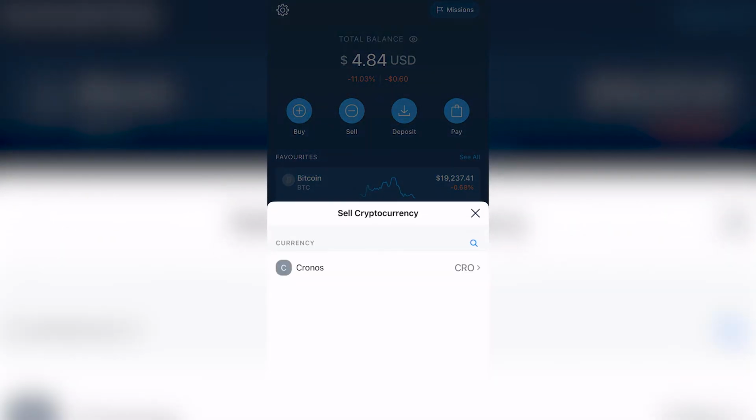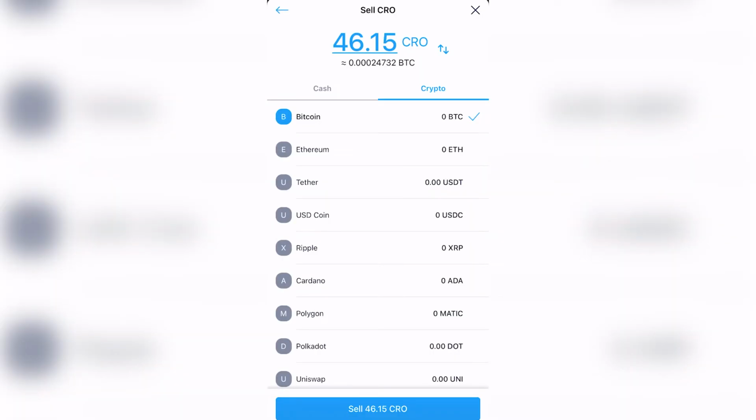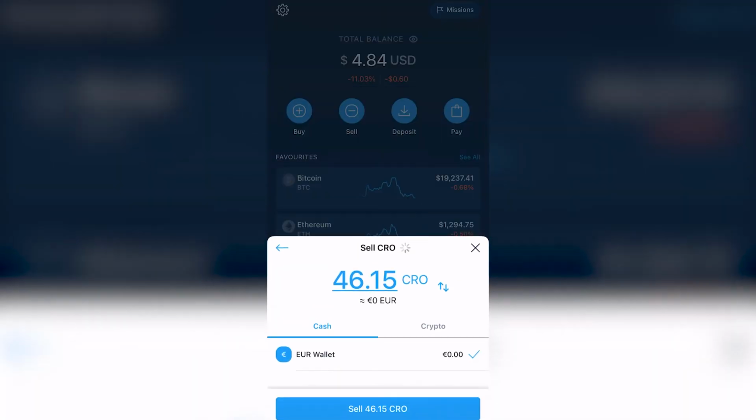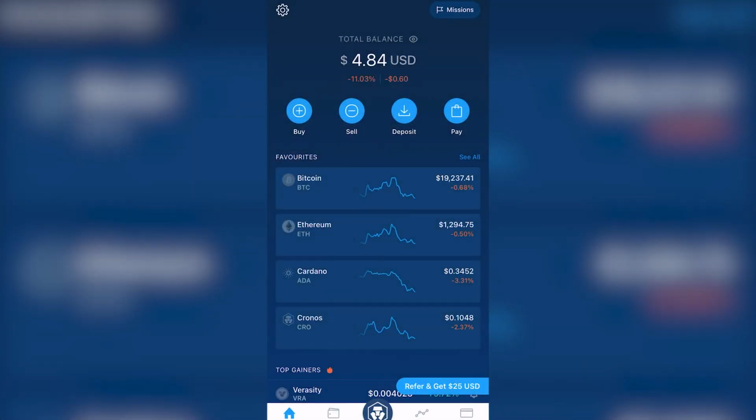I can go into sell. I can send from one crypto to another one, or I can choose cash, right? I can go into sell 46 of the Kronos and go into sell. So what's going to happen is that this money, I can now redeem into my bank account. But specifically speaking about this situation, I cannot do that because I don't operate with pounds or euros in my country. I only operate with MXN or USD dollars. So in my case, it's not possible.